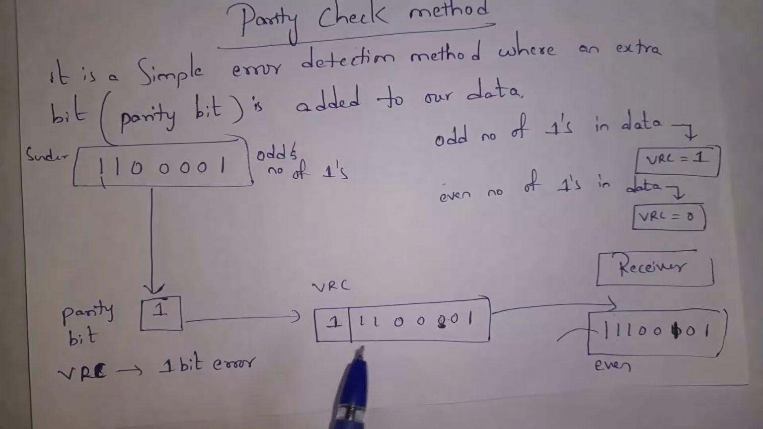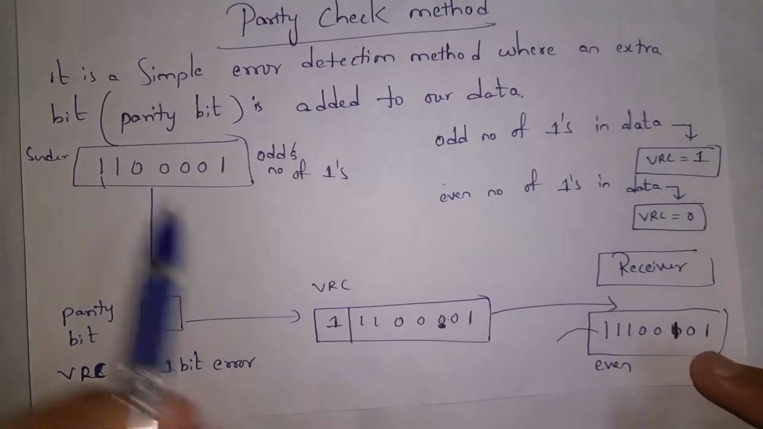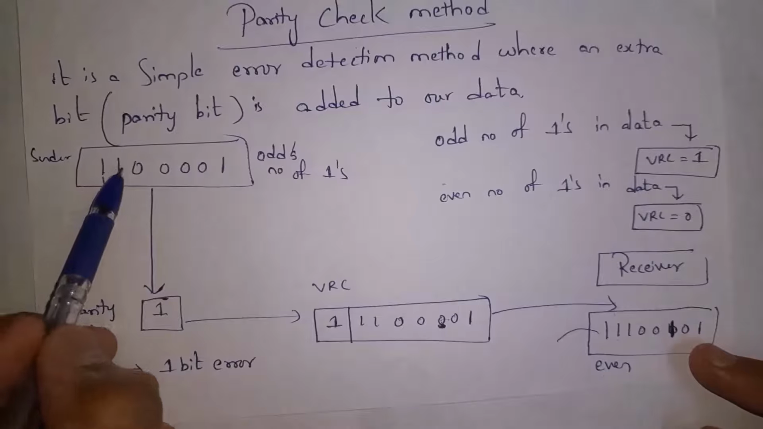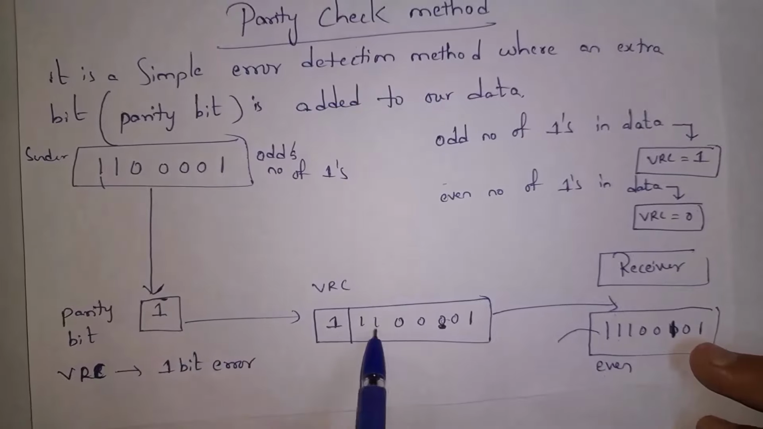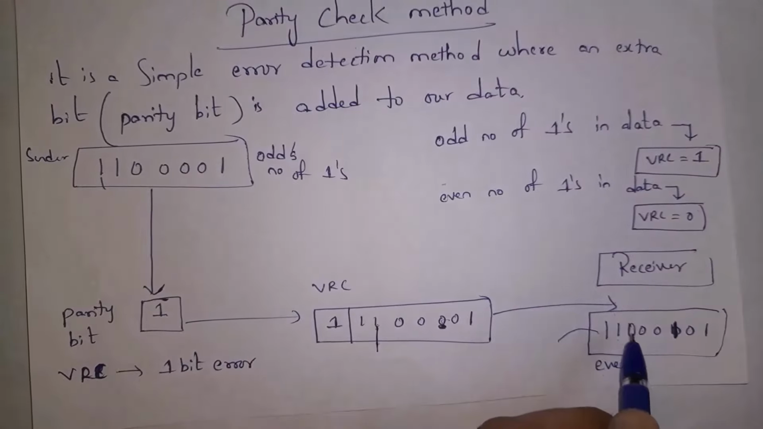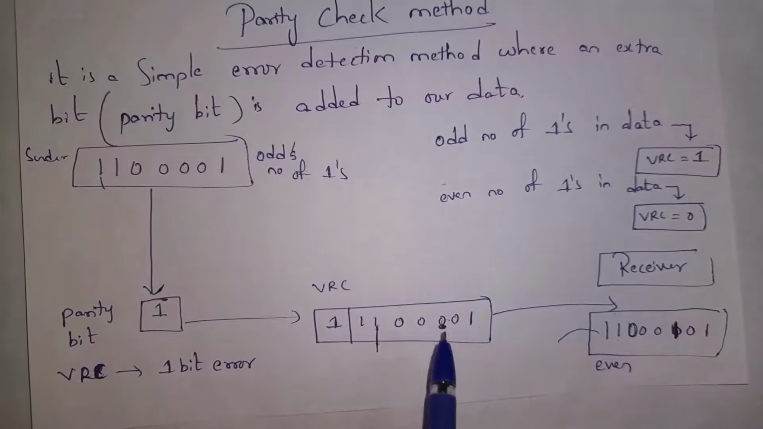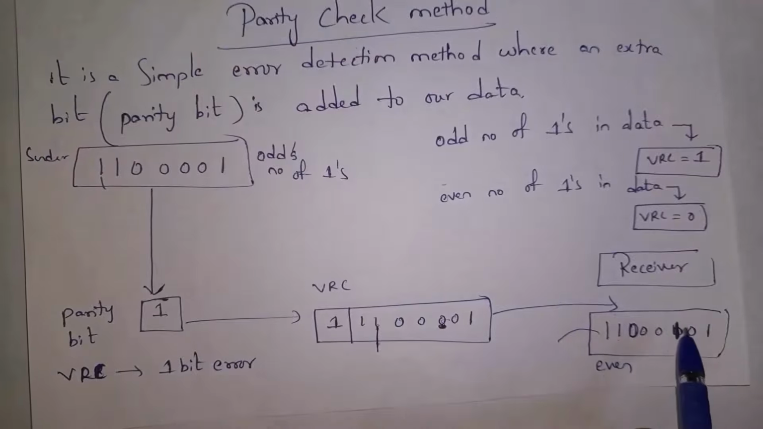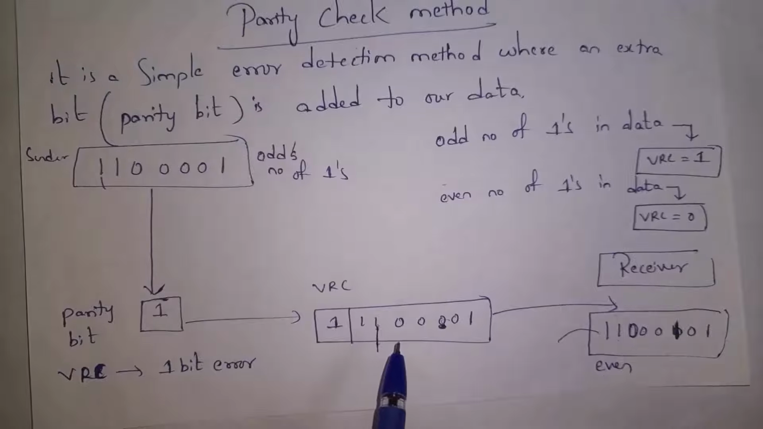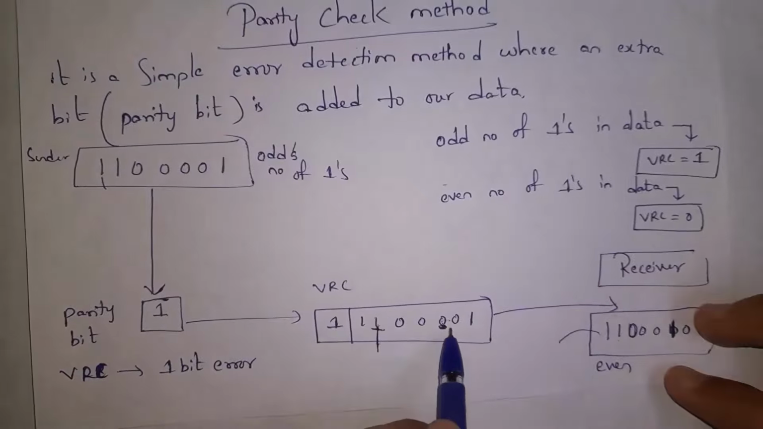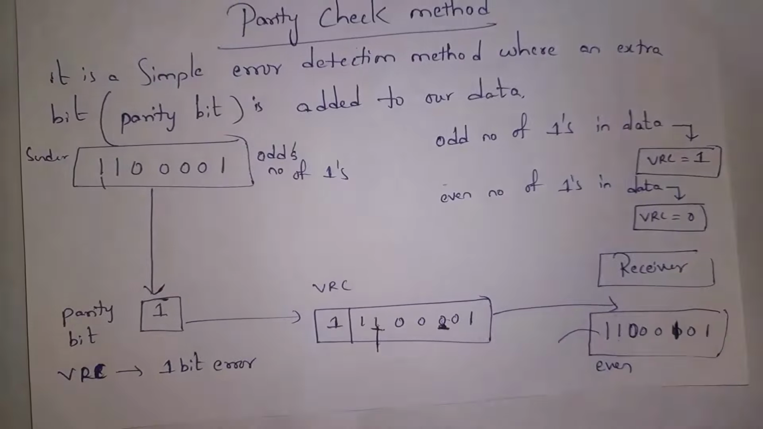Just for example, now multiple bits got changed. For example, the sender data is 1100001. But here, in place of 1, the receiver receives 0. And similarly, in place of 0, the receiver receives 1. Actually here, 2 bits got changed: this one as well as this one.